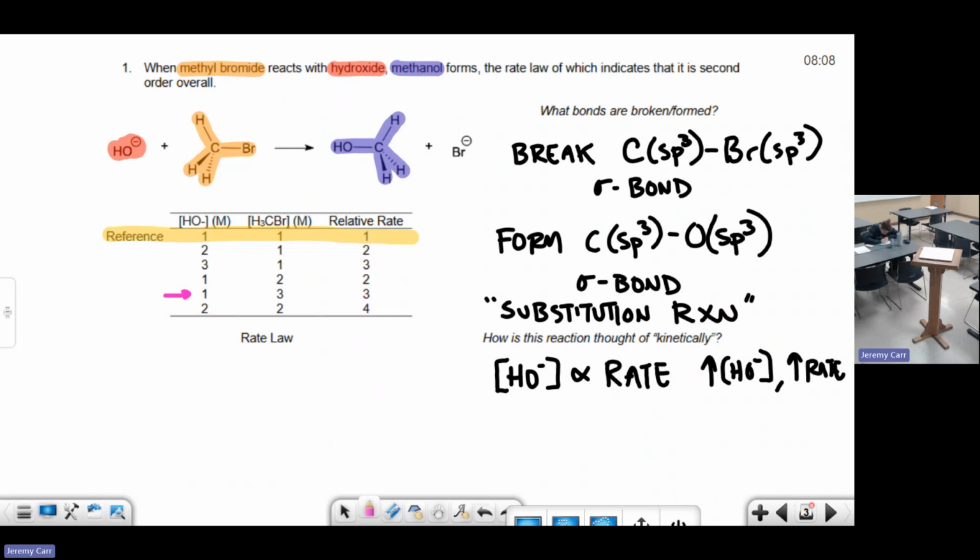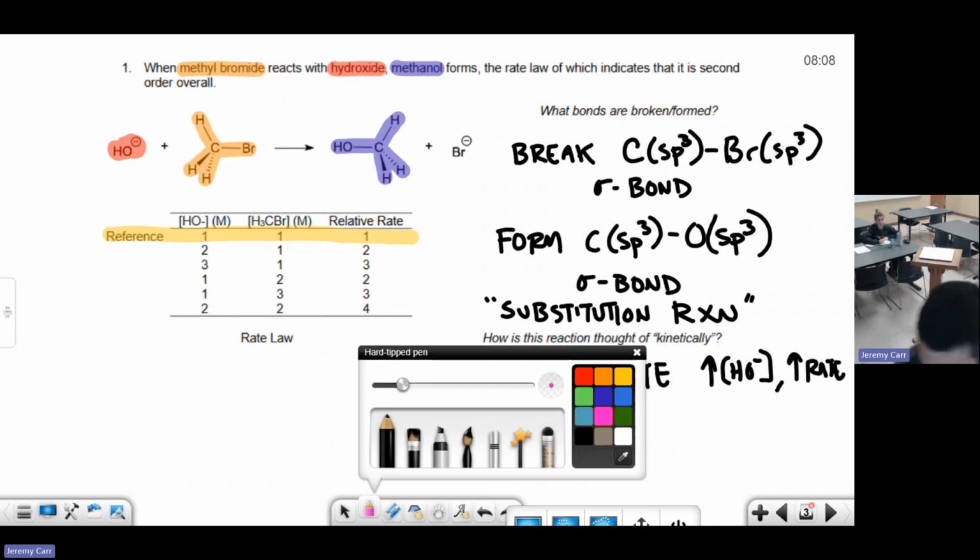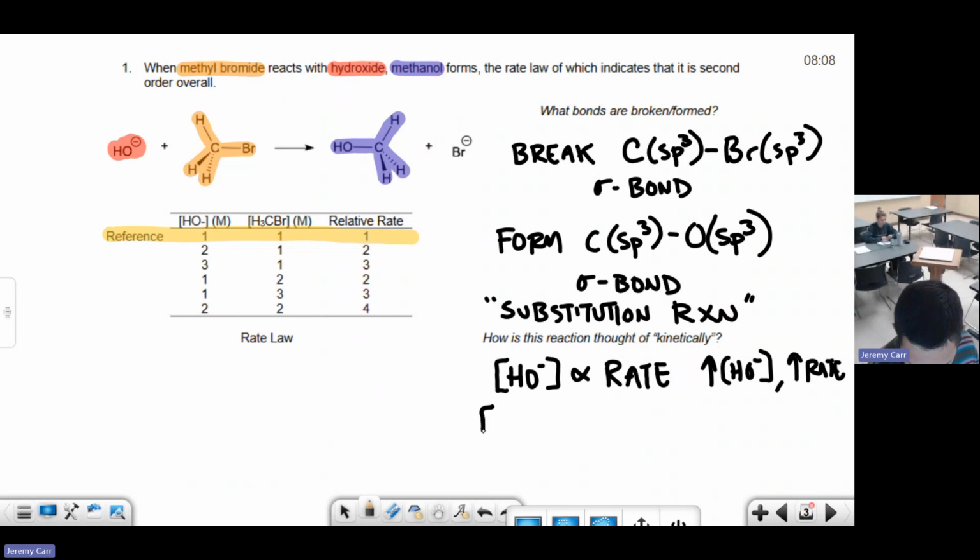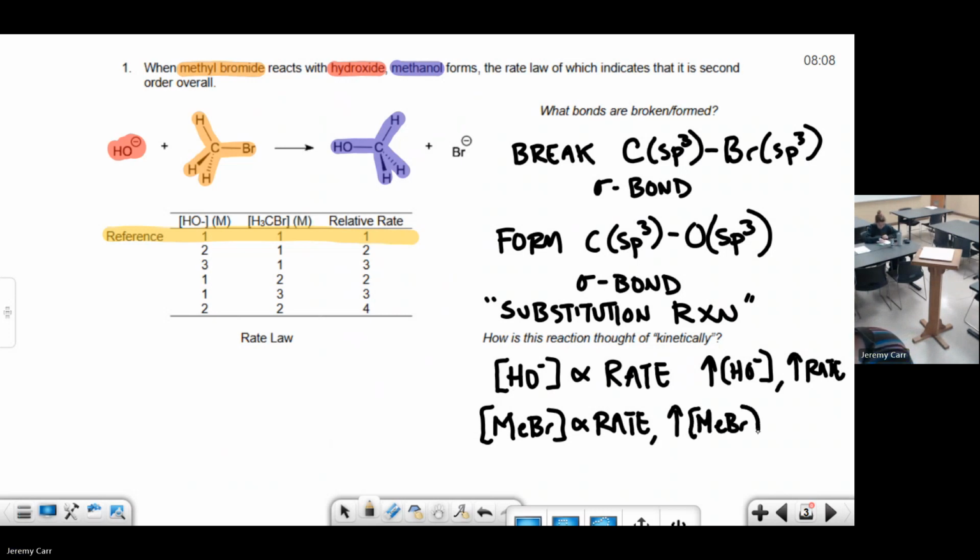So what is this telling us? Well, this is telling us yet another relationship. That is, that we'll abbreviate methyl bromide, MeBr. MeBr is proportional to the reaction rate. In other words, as we increase the concentration of MeBr, we are increasing the rate. So the two of these are related. So now the question really starts to become, what happens if I increase the concentration of both of them?